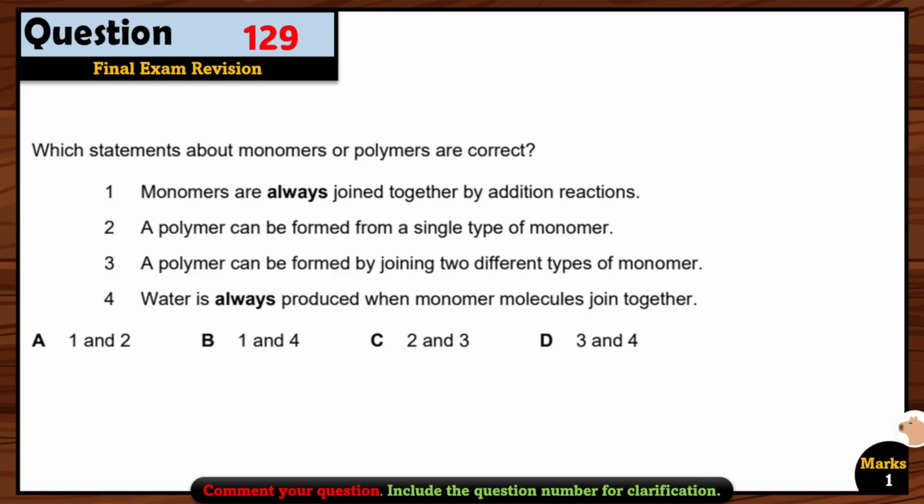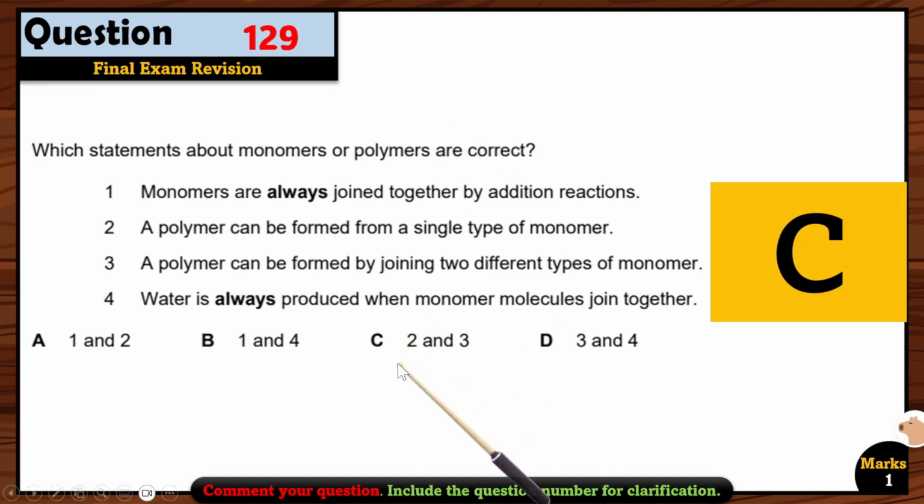And another important concept you have to memorize is that polymers can either be made up of the same type of monomers, or they can be made up of different types of monomers. Okay, so now we will see these options one by one and check which options are right. The answer is already given over here, that is option C, but we can check one by one.